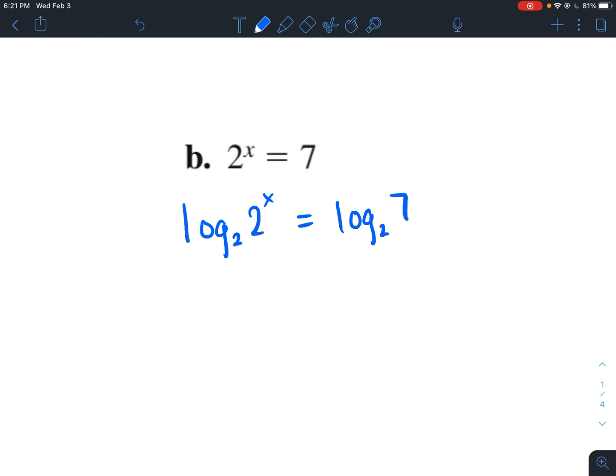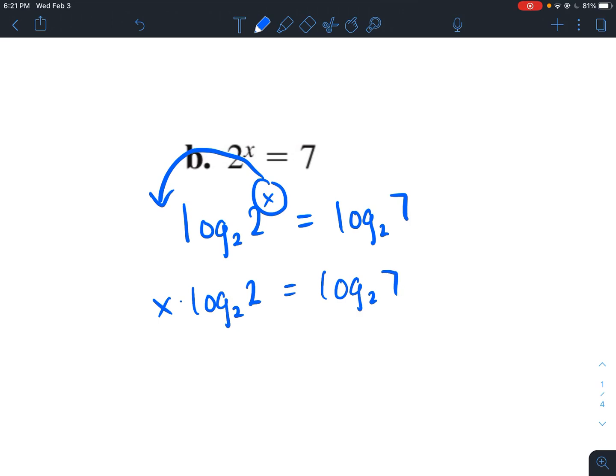Now this is okay because I'm doing it to both sides. I'm doing log base 2 on the left and log base 2 on the right. The reason I chose log base 2 is because the base of my exponent is 2. So using the properties that we discussed last time, let me move this x over here. So this becomes x times log base 2 of 2. It's still equal to log base 2 of 7.